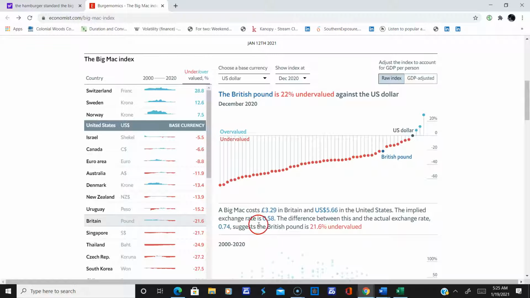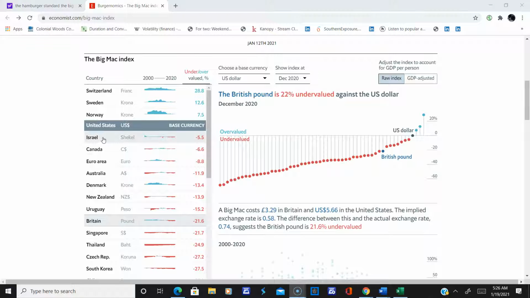And that suggests the British pound is basically 21.6% undervalued. Okay. So the actual exchange rate is 0.74, and this is 0.58, the implied exchange rate if you look at the Big Mac. So the British pound is basically undervalued here.